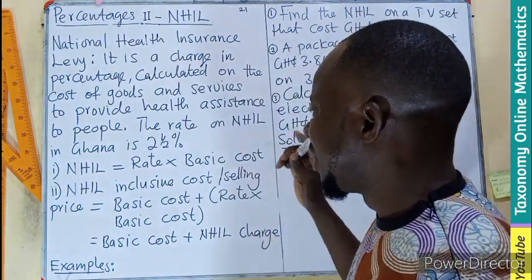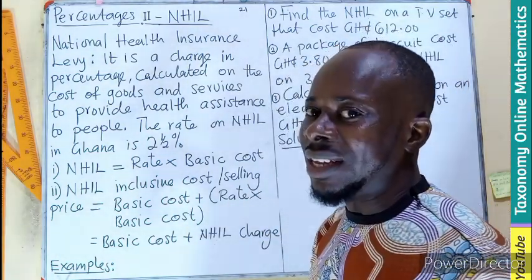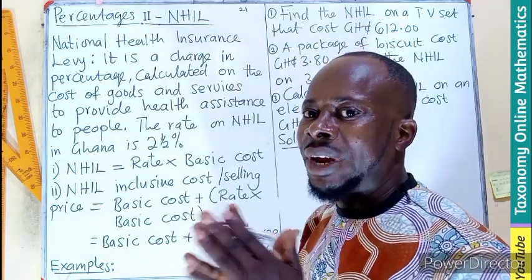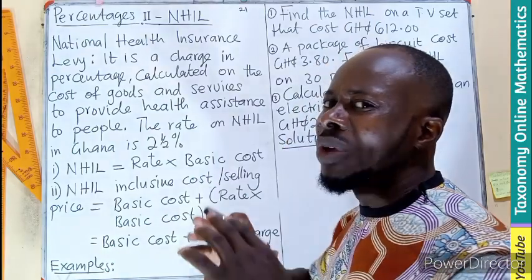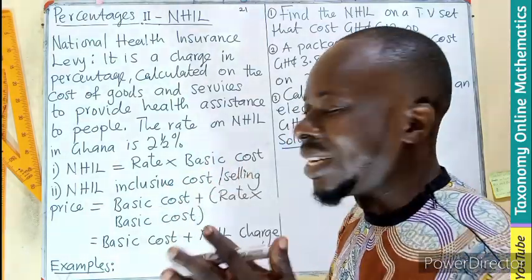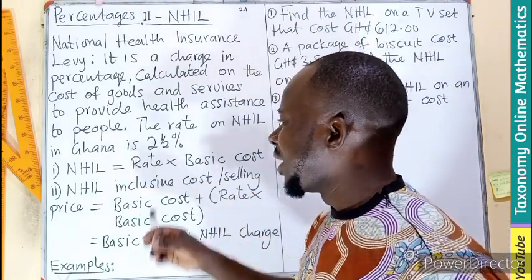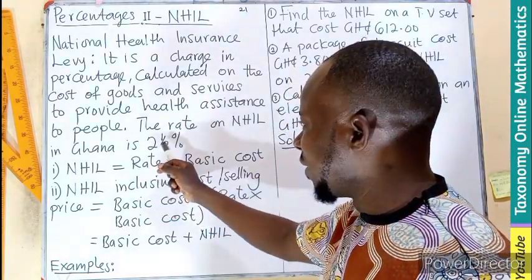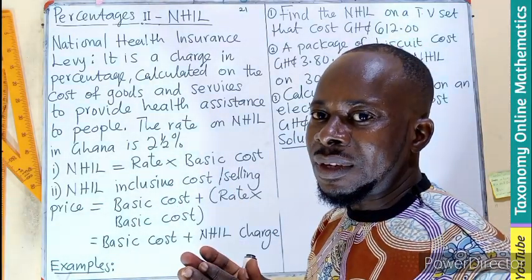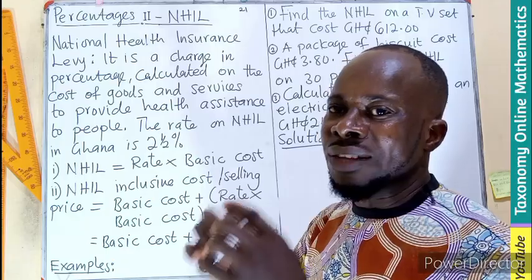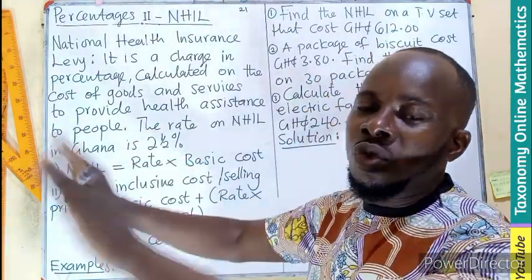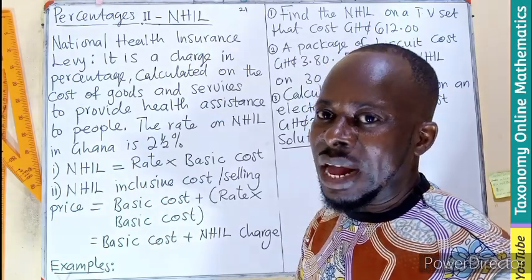So the rate of the National Health Insurance Levy in Ghana currently, 2025, is still 2.5%. That's what, 2.5%. Now, how do we calculate that component? The National Health Insurance Levy, how is it calculated? Since it is mentioned as a percentage, it is equal to the rate, which is the 2.5%, times the basic cost, or the cost of the item. You are buying something for 2 cedis, there is going to be 2.5% of that going to the government as what? A revenue for healthcare.